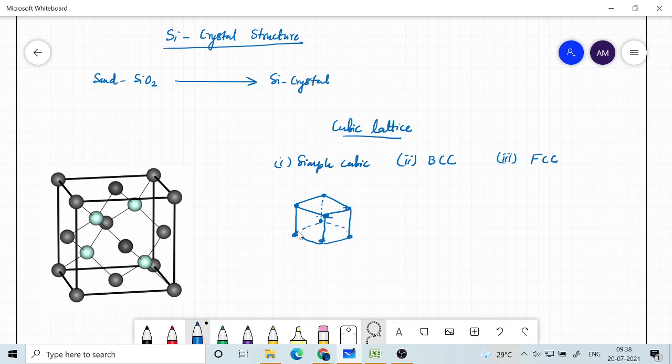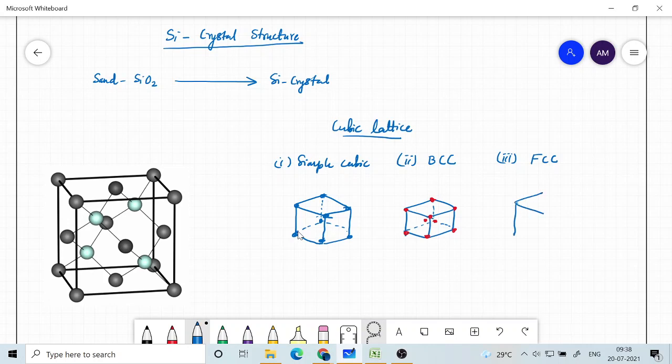Okay, so how many corners are there for a cube? There are 8 corners, and at each corner you have one atom sitting. That is simple cube. Body centered cube, in addition to these 8 atoms, there is one more atom which is situated at the middle. So there is one extra atom. These are the 8 corner atoms. In addition to that, there is one more atom which is at the center of the cube.